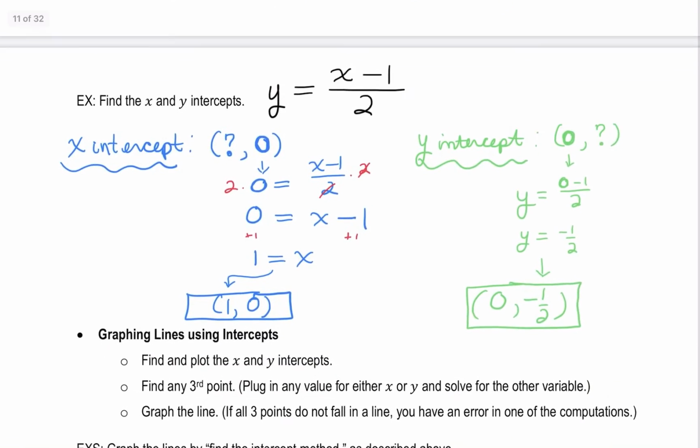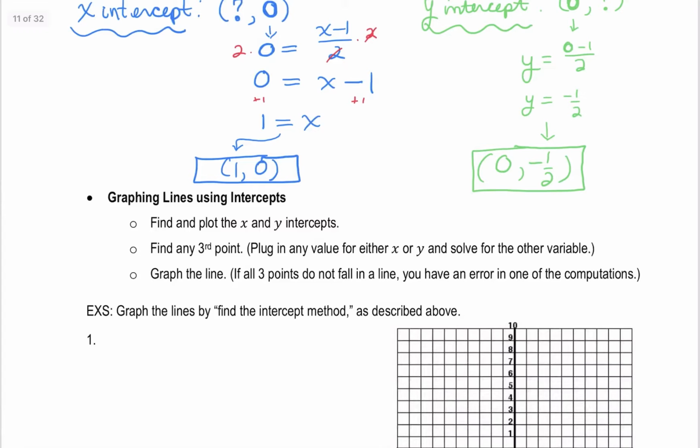So if zeros are so nice to work with, and they are, what we can do is we've been plotting points. That's how we've graphed lines so far, is just plotting a bunch of points. So let's just plot the intercepts if they're so nice. So the first kind of formalized, I guess I would say, technique to graph a line is just to find points, but in particular, find the x and y intercepts.